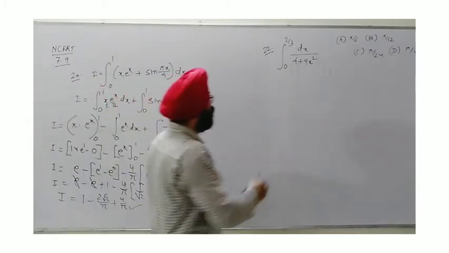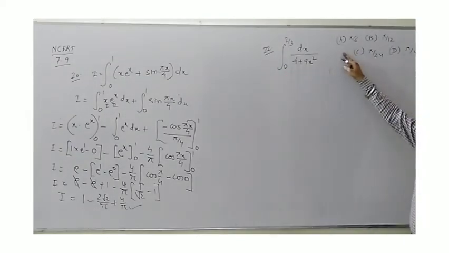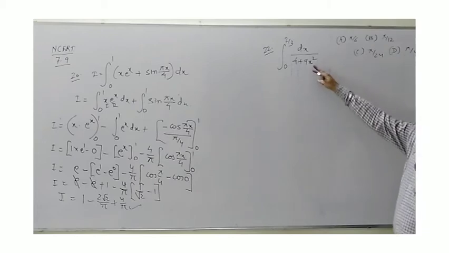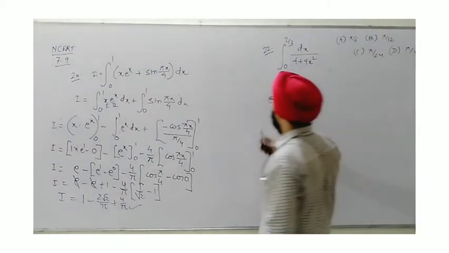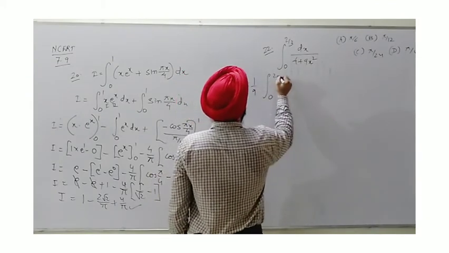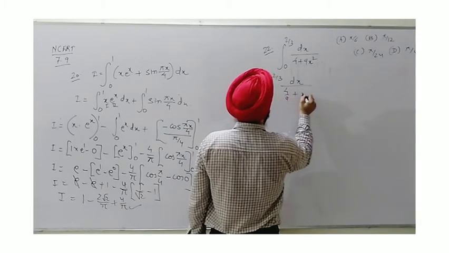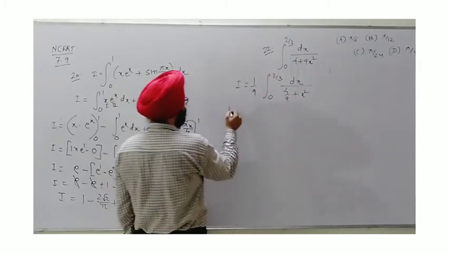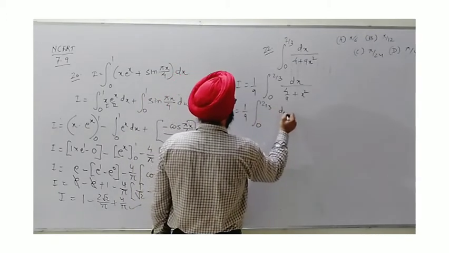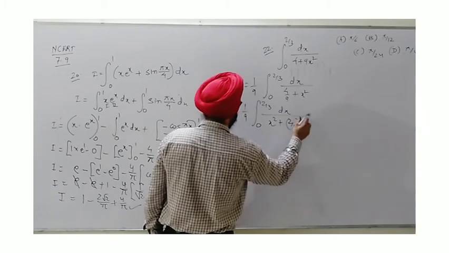The next one is an objective type question. Four options are given. We find here that we can directly apply the identity, but the coefficient of x square we have to take common. So first of all we will write this as 1 upon 9, integral 0 to 2 upon 3, of 4 upon 9 plus x square. Now writing that in standard form, we get 1 upon 9, integral 0 to 2 by 3, dx upon x square plus (2 by 3) whole square.